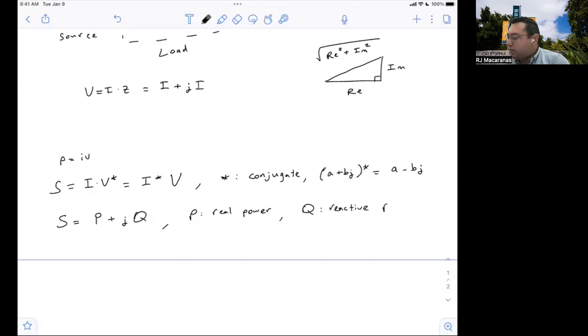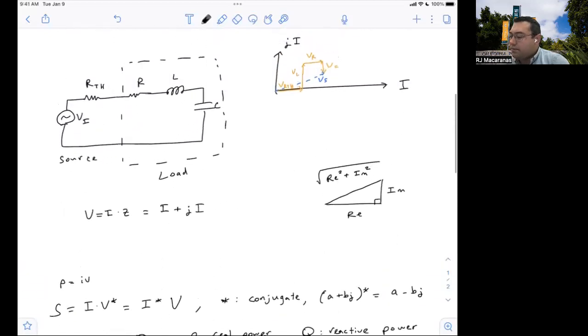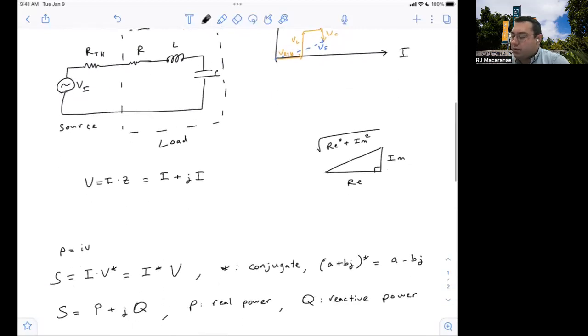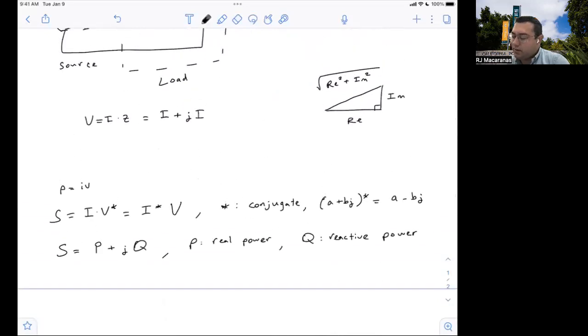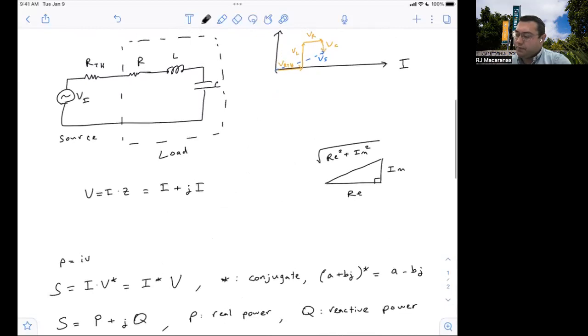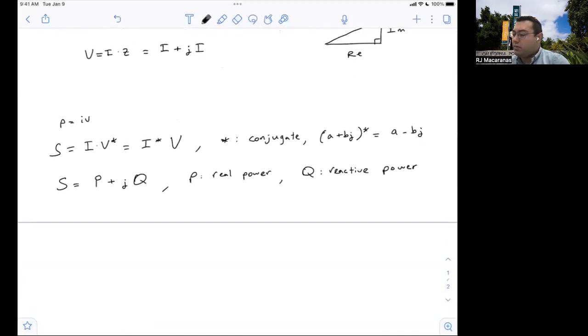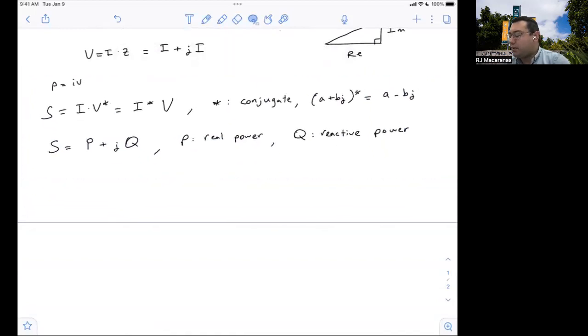So the real power is anything that's dissipated by resistors or any kind of equivalent resistance in our load. And the reactive power is representative of the energy that's sloshing around between the energy storage elements, like the inductor and the capacitor. When we took a look at the transient response of this RLC branch, you'll remember that the energy was sloshing back and forth, and it gave us that oscillatory response. That would be some way to visualize the reactive power versus the real power. The real power is usually what we see at the end, but we need to keep reactive power in mind.